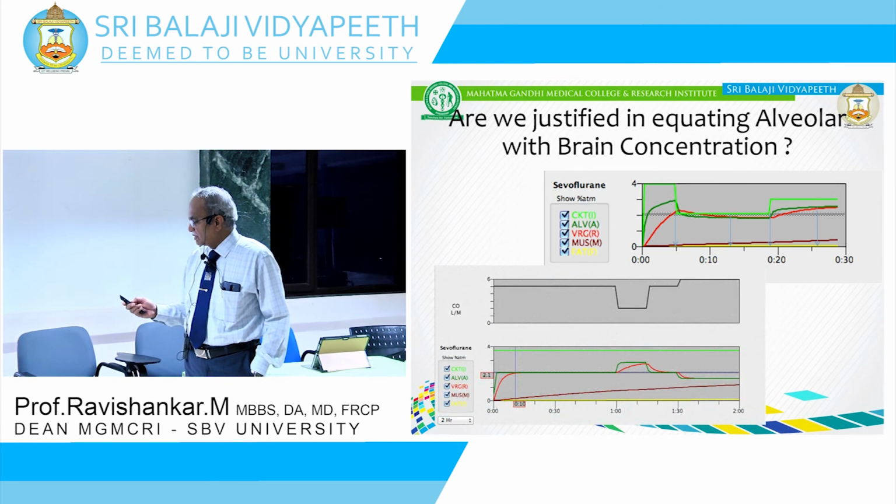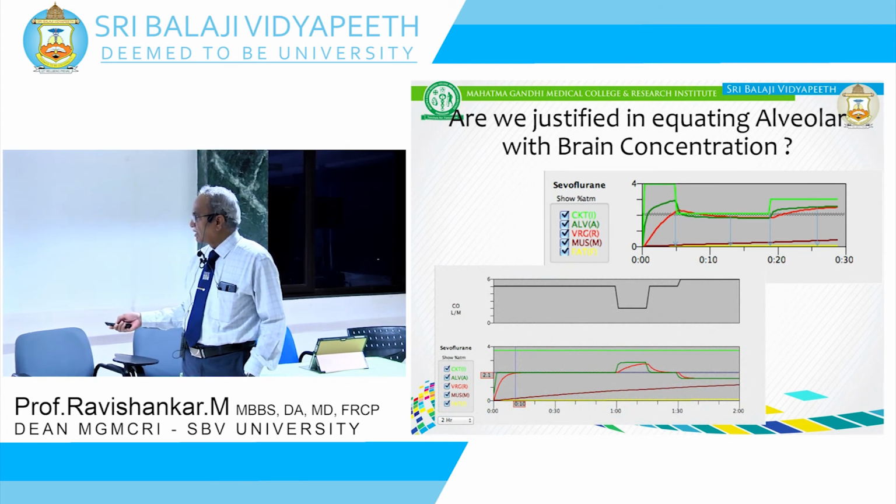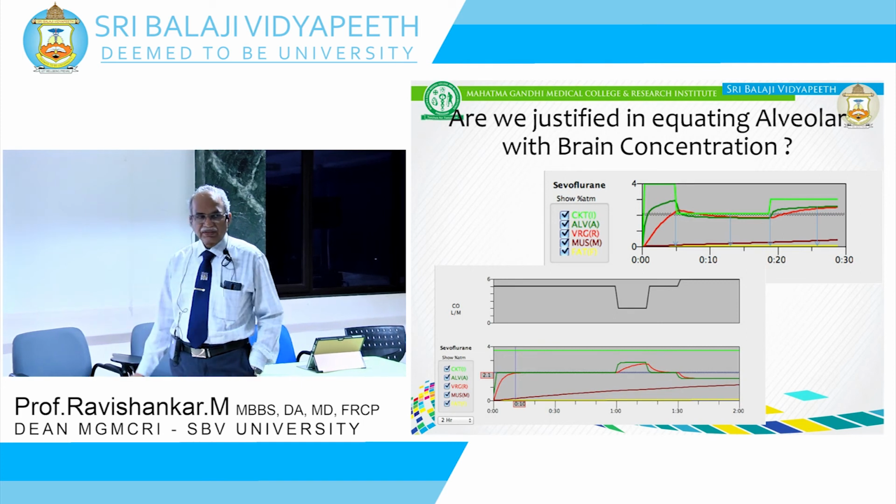And if you look at it, what is the effect of cardiac output? If there is a fall in cardiac output, the alveolar concentration goes up.